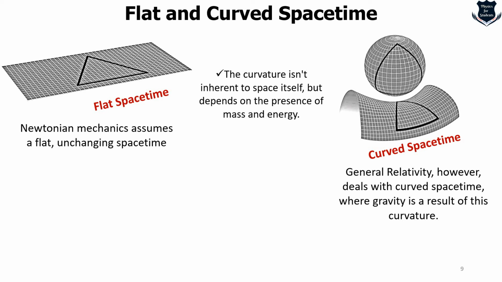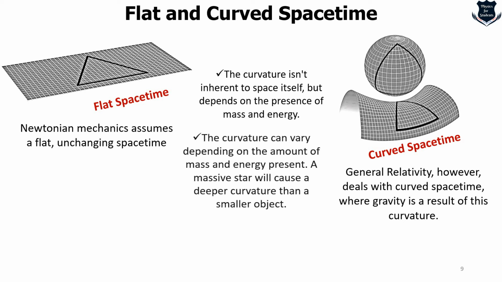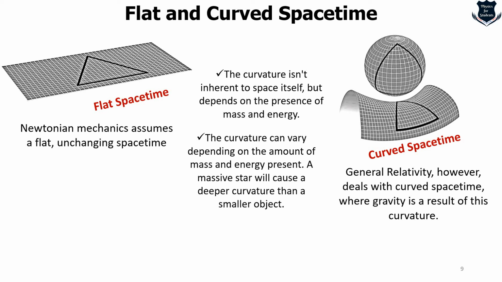First is that the curvature is not something inherent to space, but it depends on the presence of mass energy. That means if you put a heavy mass or heavy ball, it would create more curvature compared to that of a lighter ball. So the curvature can vary depending on the mass and energy present. A massive star can cause a deeper curvature than a smaller object.